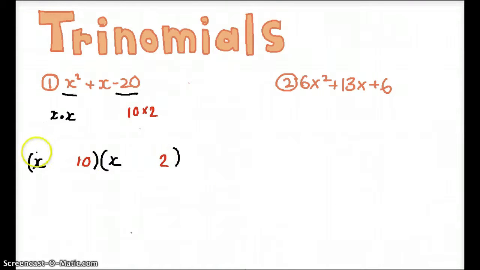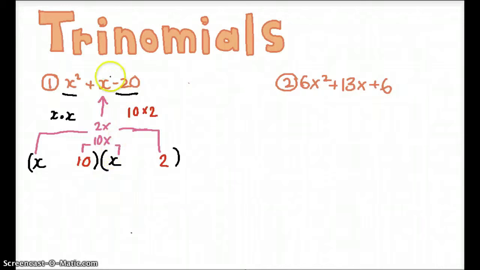Then I'm going to multiply the two outside numbers. Then I'm going to multiply the two inside numbers. So I multiply the two outside numbers and I get 2x, and the two inside numbers are 10x. I'm going to see if there's any way that these two numbers will add or subtract to this positive x in the middle. It turns out that 10 minus 2 is 8, 10 plus 2 is 12, so there's no way it's going to be positive x. So I'm going to change this and think of another two numbers that will multiply to 20.